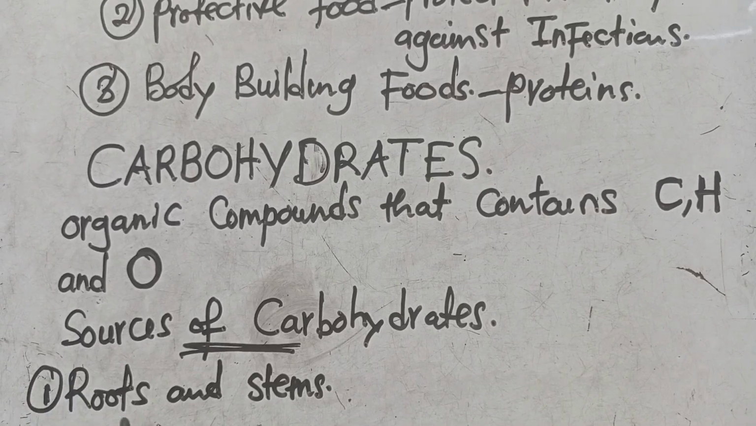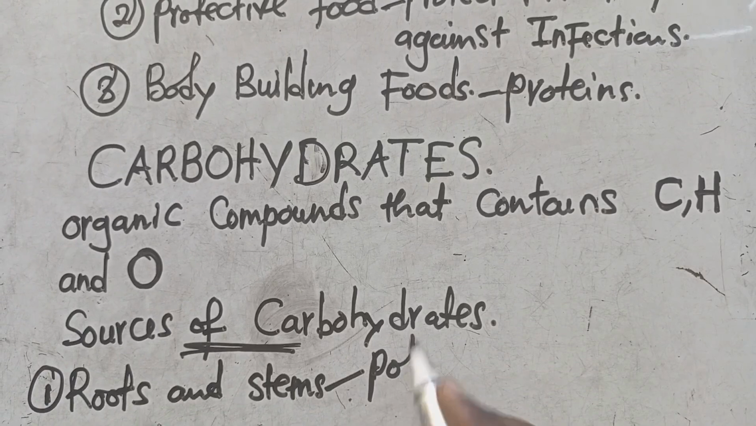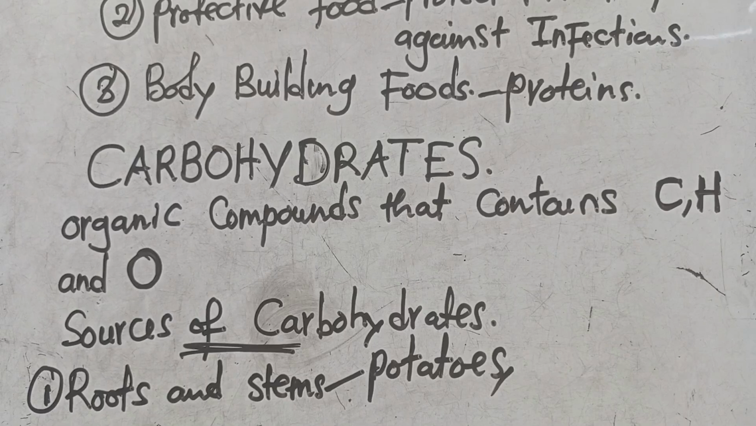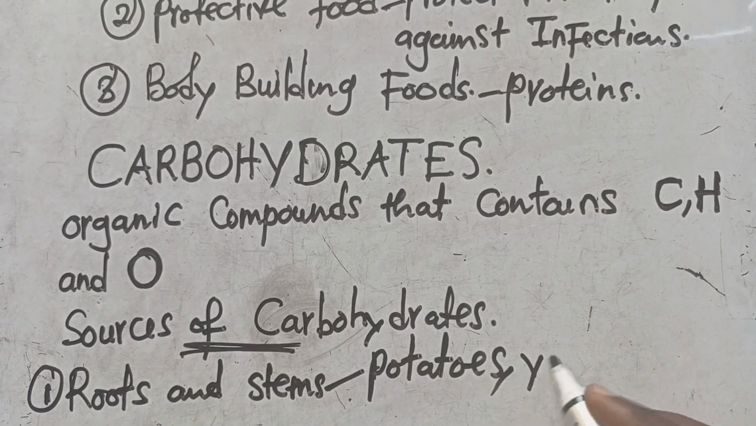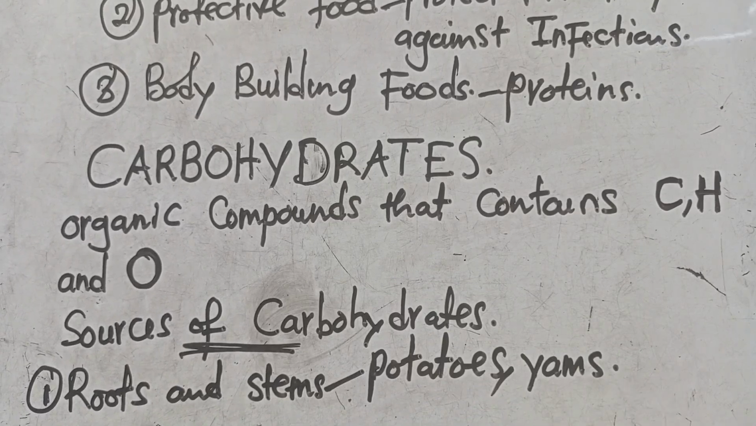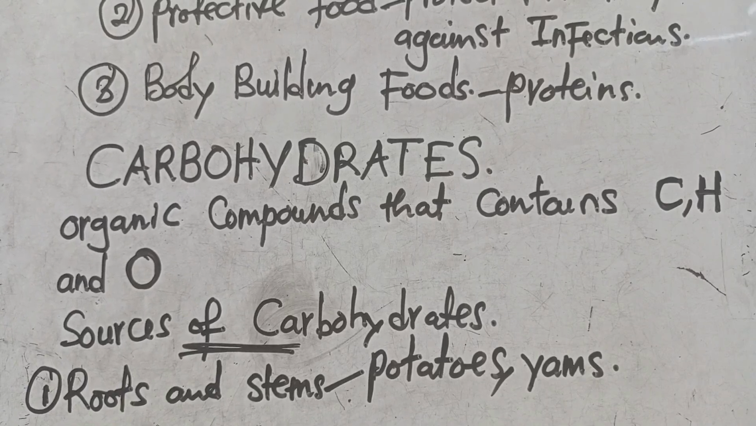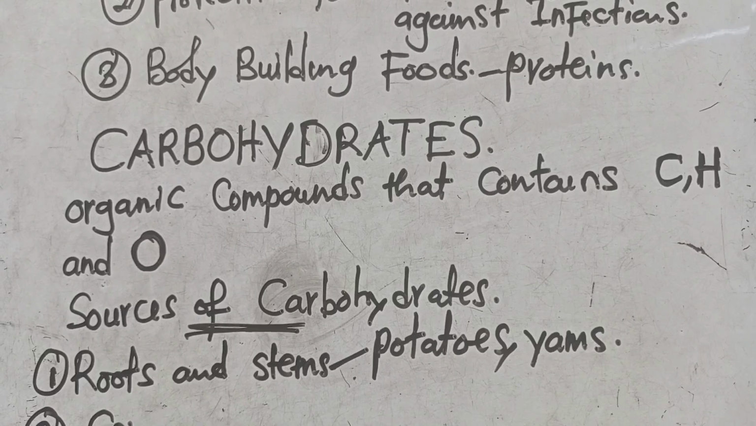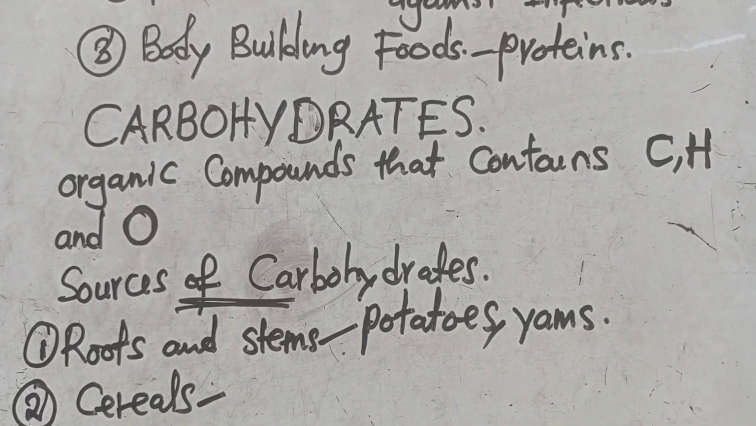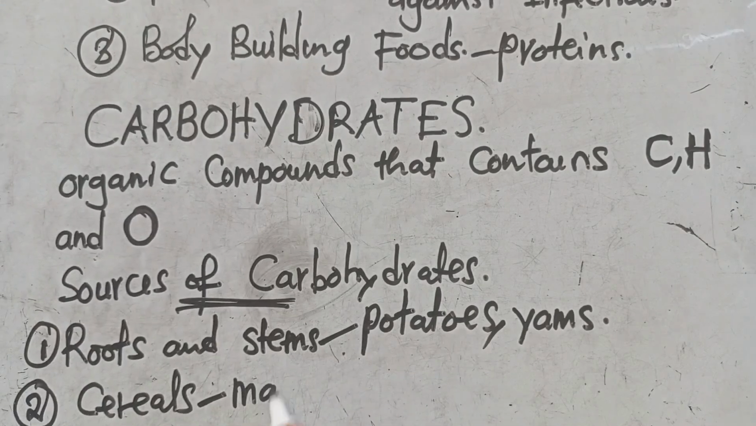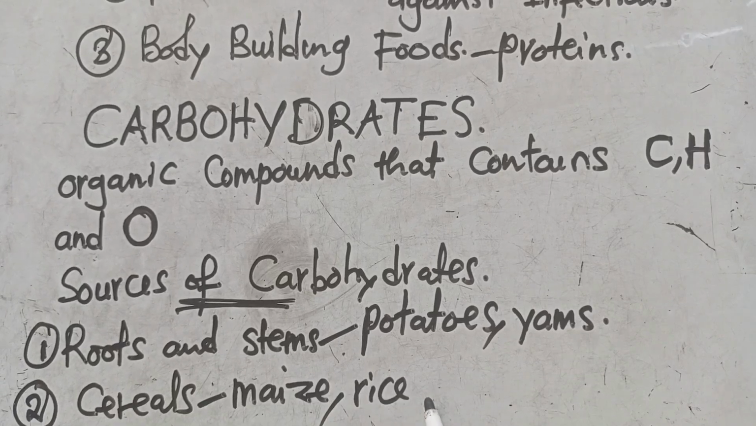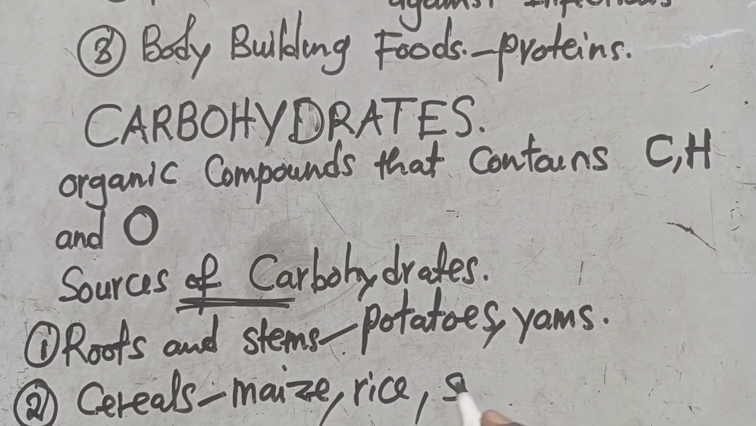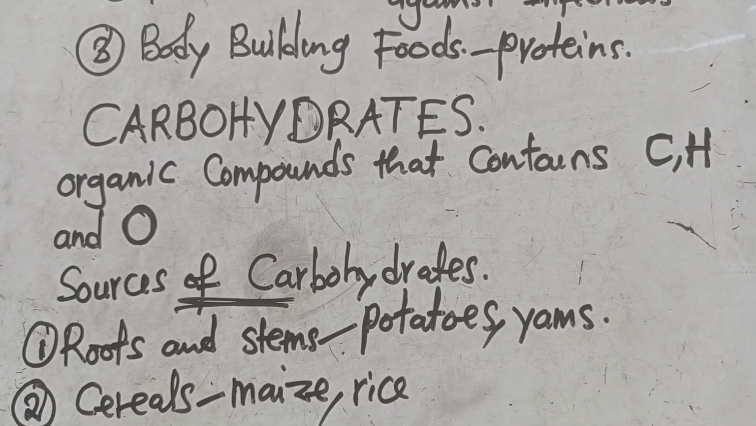So this is the first one. So roots and stems, you discover that, for example, potatoes. We get to have other things like yams. All these are examples. So from potatoes, we can get carbohydrates. We can also understand them from these ones that we get to call cereals. Maize is an example of a cereal. So we've got maize, we can talk of rice, we can also talk of sorghum, all those examples. They are just a lot.